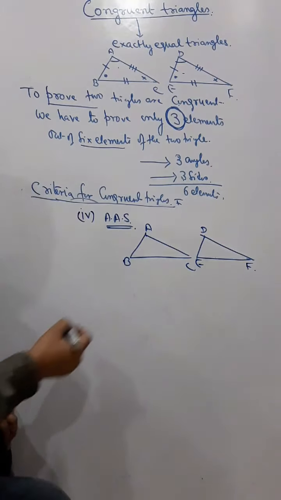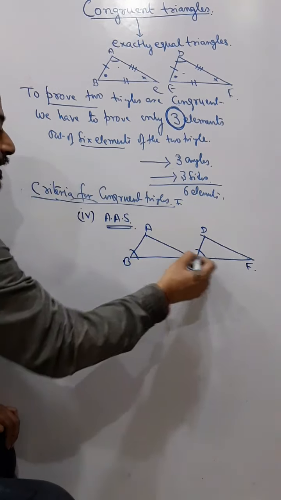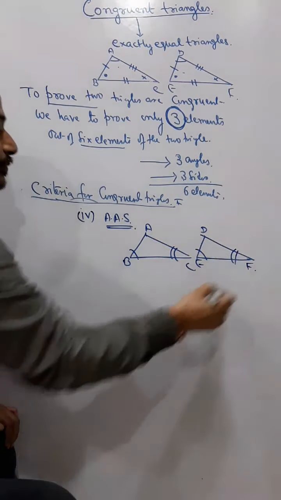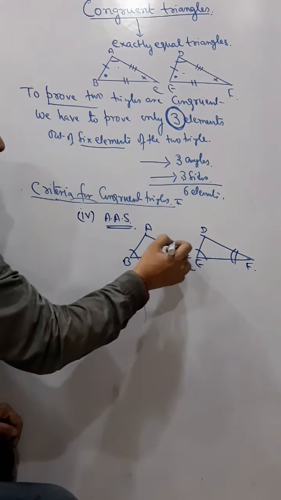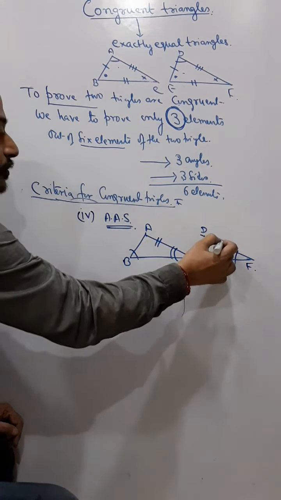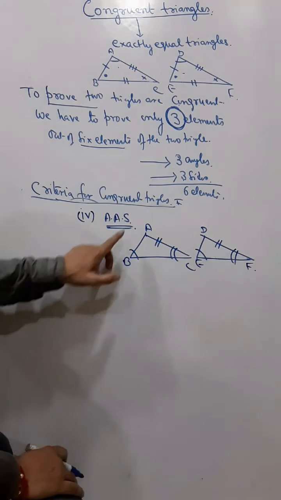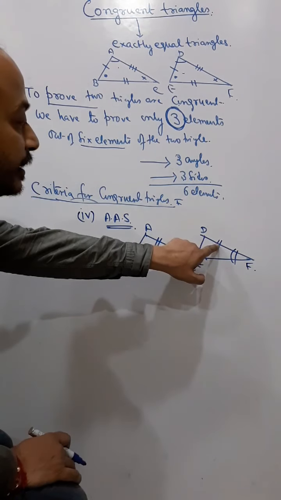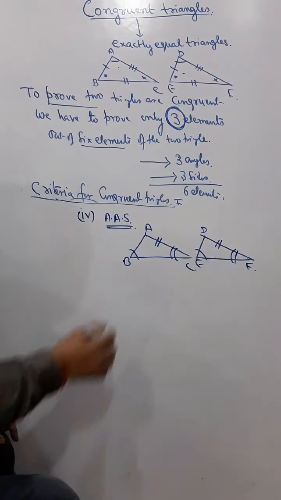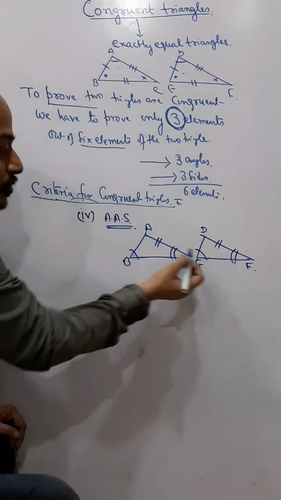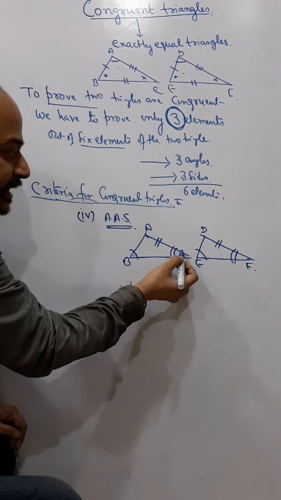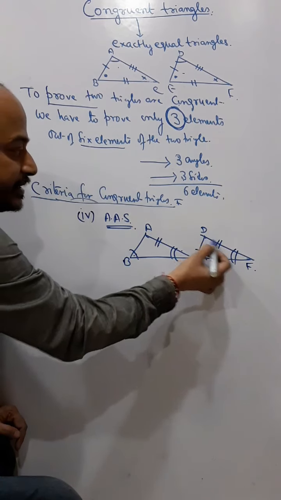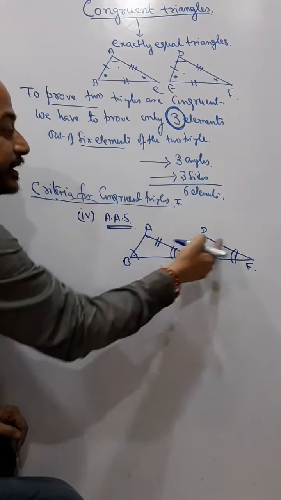That means suppose this angle is equal to this angle and this angle is equal to this angle, and one of the sides is equal. Suppose this side is equal to this side. That is what I am telling, the corresponding side. Here you can see that angle B equals angle E, and opposite to angle B is AC and opposite to angle E is DF. So I say these are the corresponding sides.